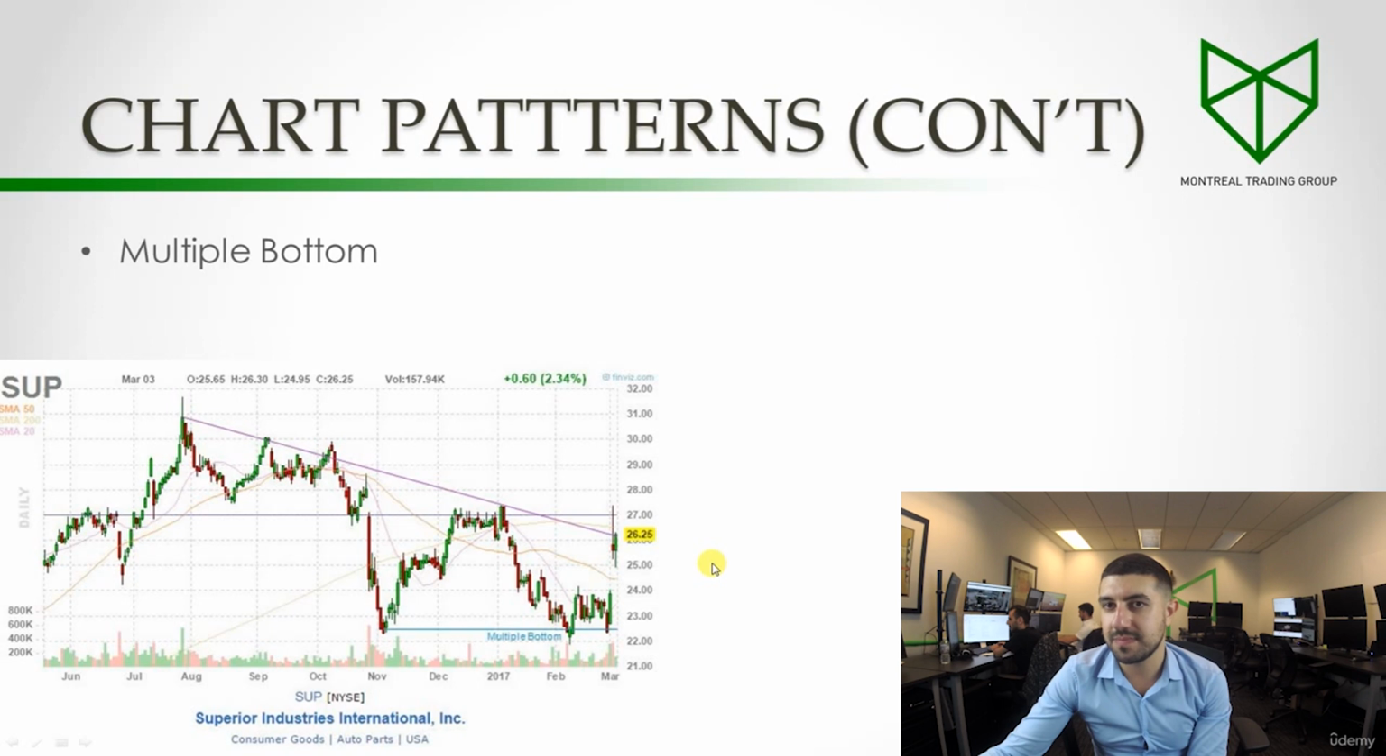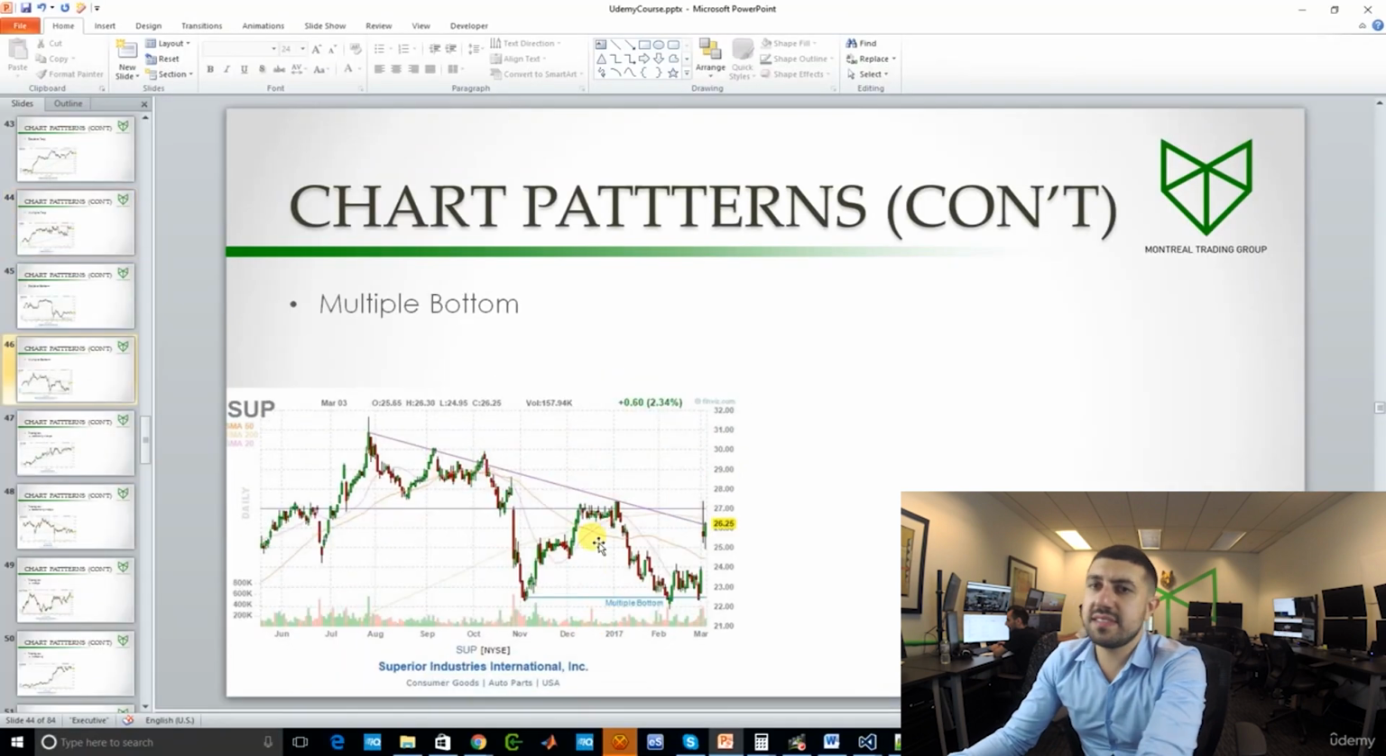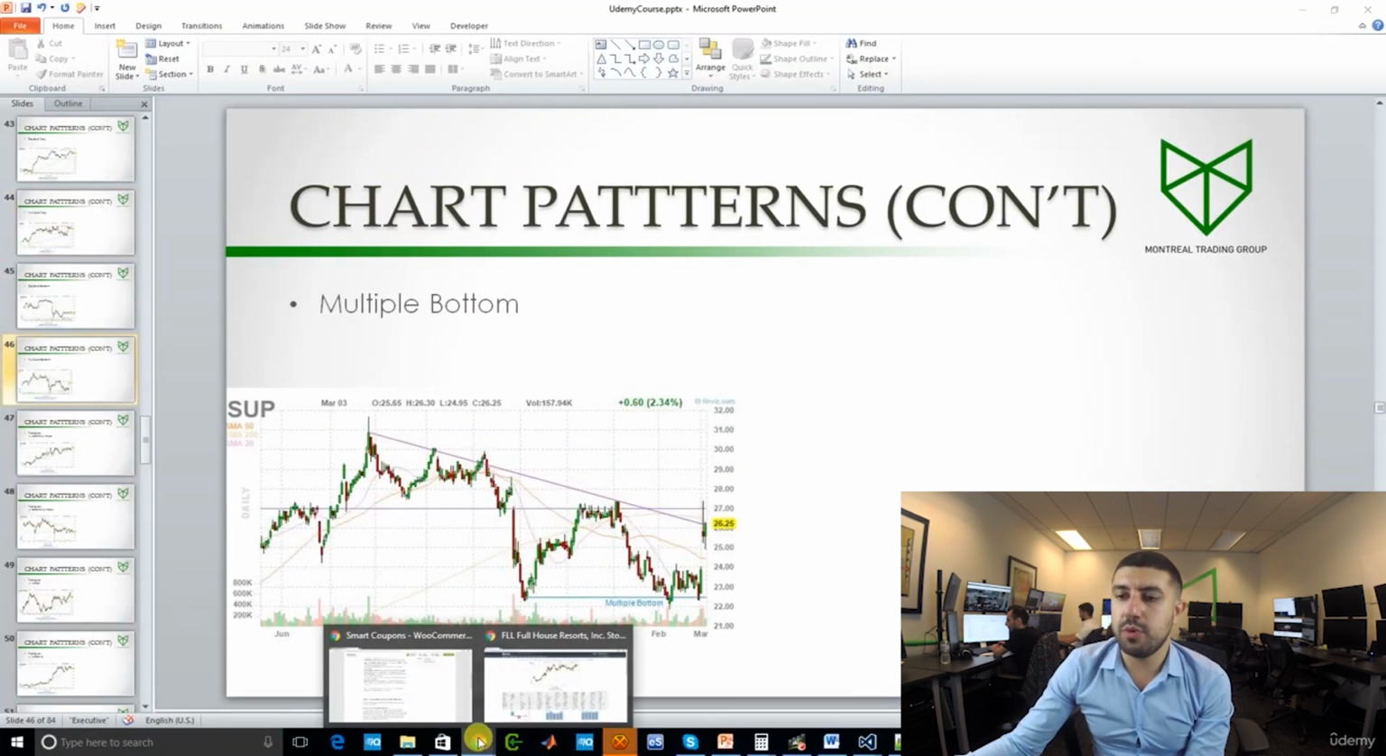You guessed it. Multiple bottoms. Same thing as double bottom, but you have multiple ones. So it touches a support level, goes back up, touches that same level again, and touches again. So three times or more. Again, if you're looking to buy that stock and you put a price just over here, if you get it, it'll be a good price because it's unlikely that it falls below. So it's the same thing as double tops and multiple tops.